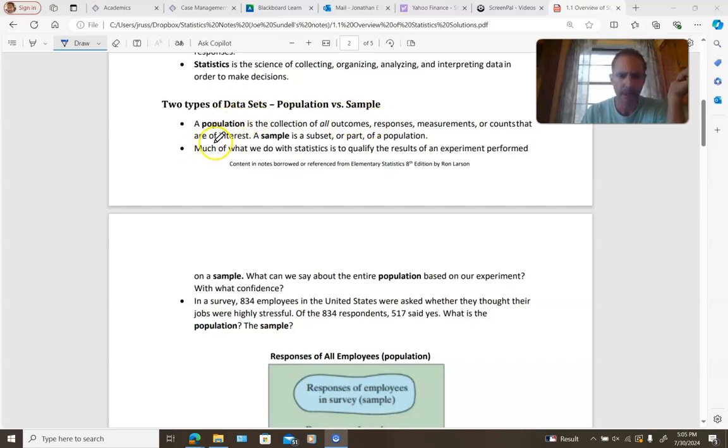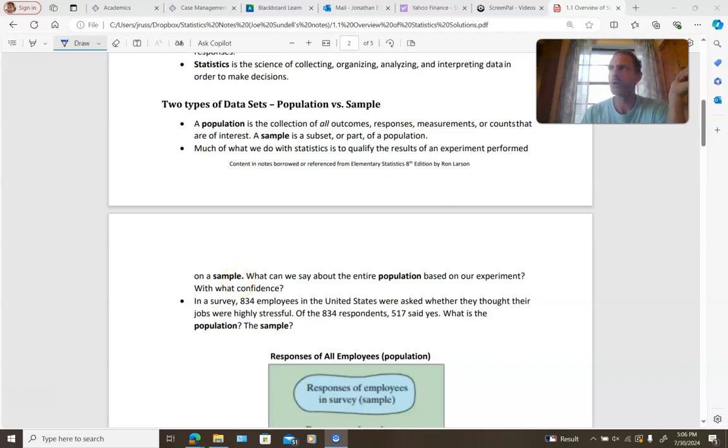Much of what we do with statistics is to qualify the results of an experiment performed on a sample, okay? So we've already established that it's going to be difficult for us to collect data from a population. So then we look to a subset of the population, a sample. And we collect that data and then we do some stuff with it, okay? So that's really what statistics is about. And then what we can say about the entire population based on our experiment, okay? And then with what confidence?